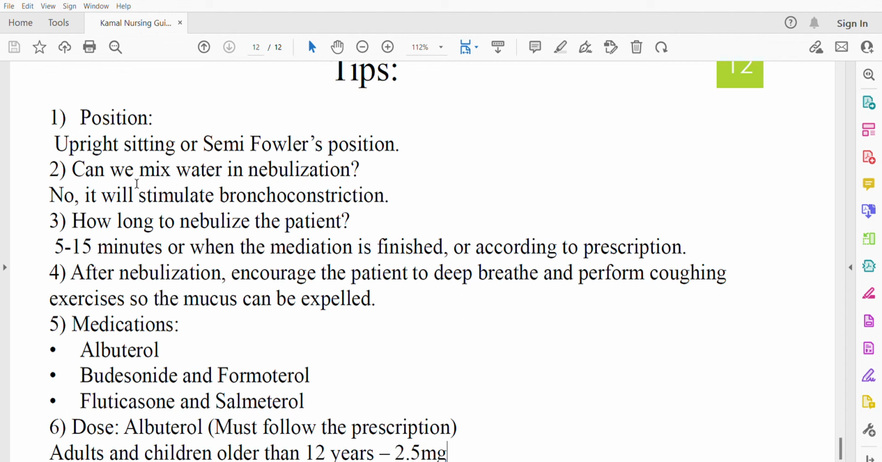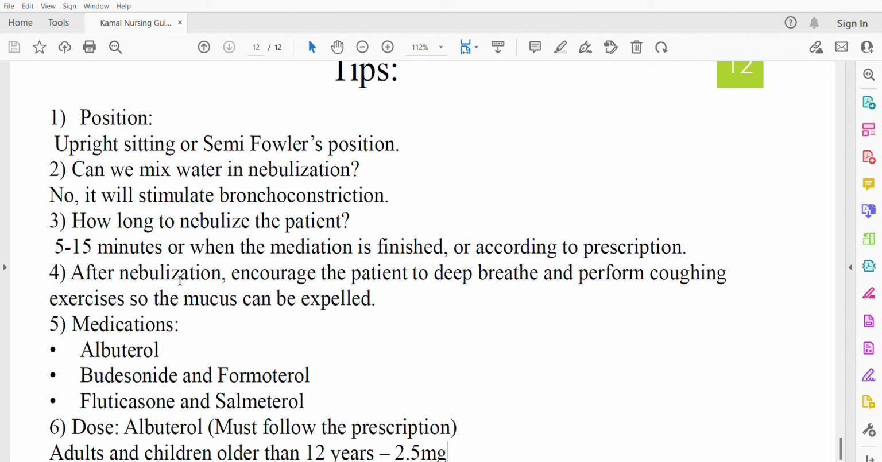And the second one is, can we mix water in nebulization? No, never ever do this, because it will stimulate bronchoconstriction. The patient's breath will collapse. Never ever do this. How long to nebulize the patient? It will be 5 to 15 minutes, or when the medication is finished, or according to the doctor's prescription.